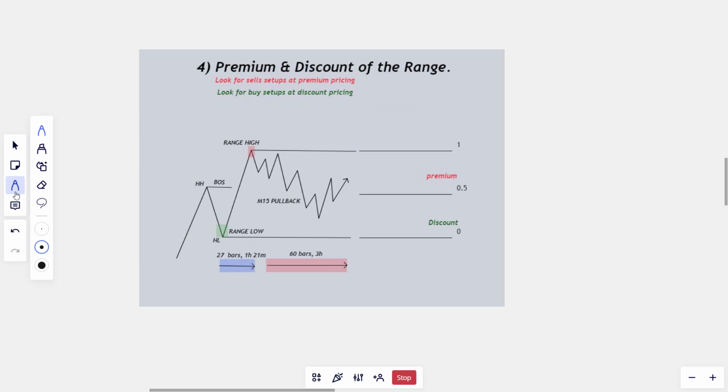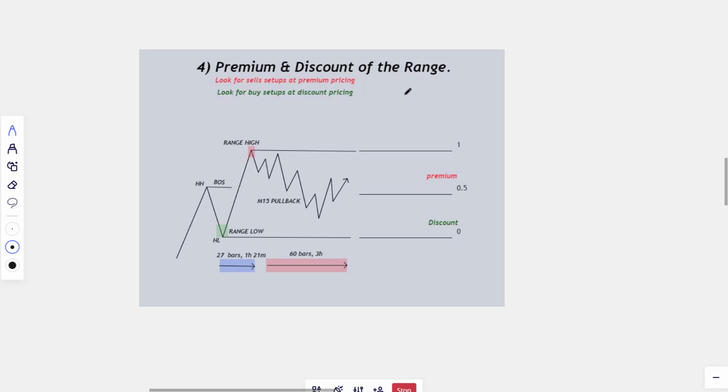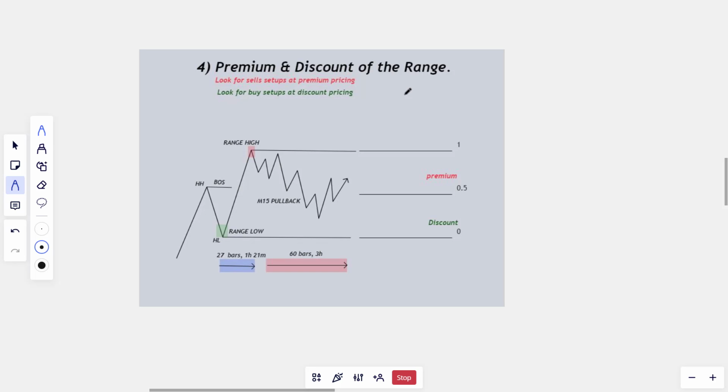And now in step 4, we have to identify our premium and discount of the range. So make sure you watch the last video where I go over premium and discount zones, in depth, on what it is and how you can find a trade inside of premium and discount, if you haven't watched that already. I released a video yesterday on premium and discount. So right here on number 4, we have to find our premium and discount range.